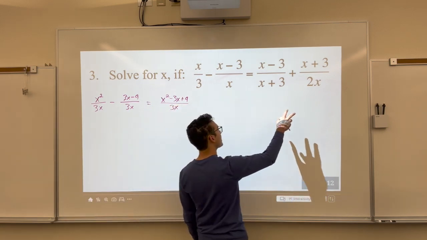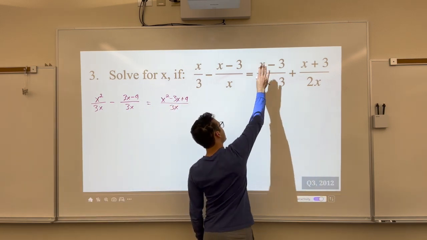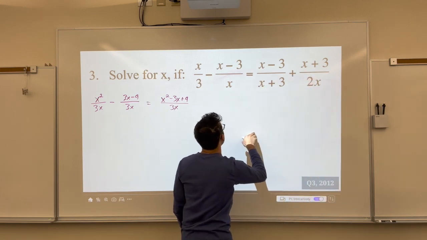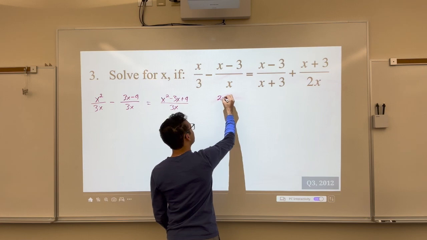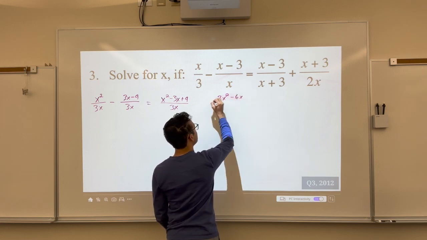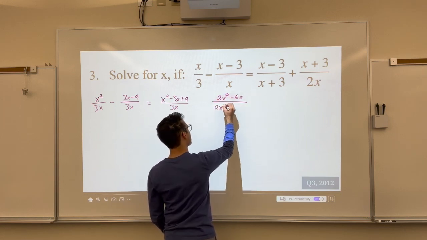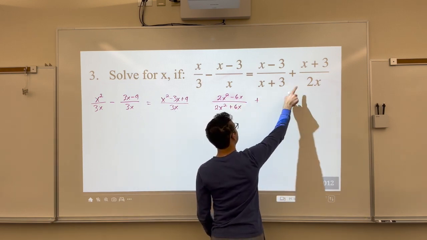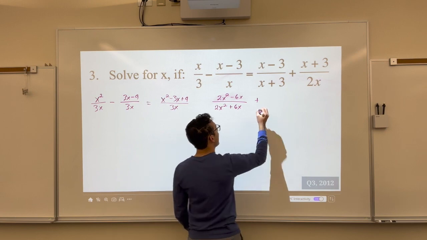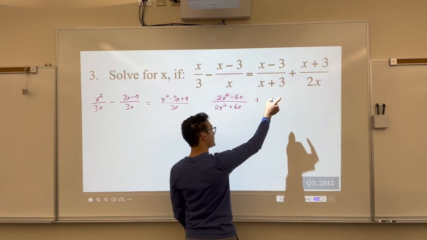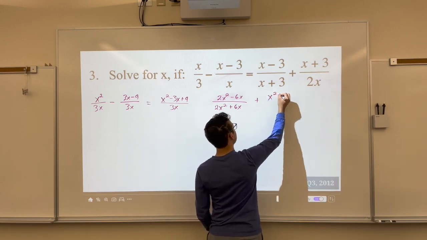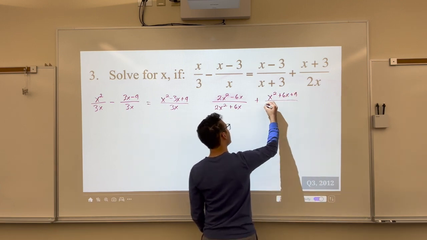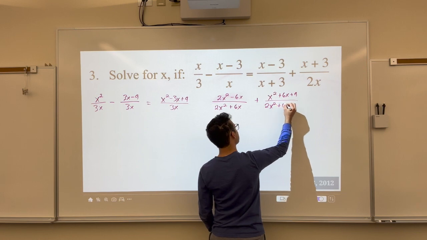So on this side, to get the common denominator, we're going to multiply this by 2x over 2x and this one by x plus 3 over x plus 3. So we get that 2x squared minus 6x over 2x squared plus 6x, and then we add this fraction, which ends up being x plus 3 times x plus 3, which is x squared plus 6x plus 9, and on bottom we have the same denominator, 2x squared plus 6x.